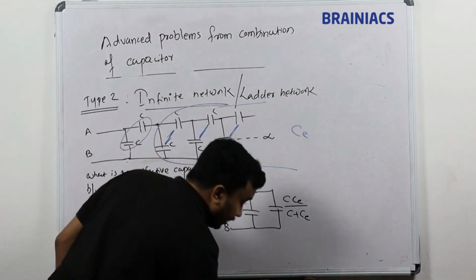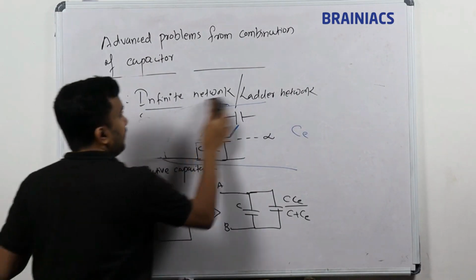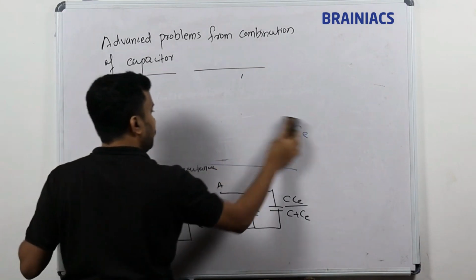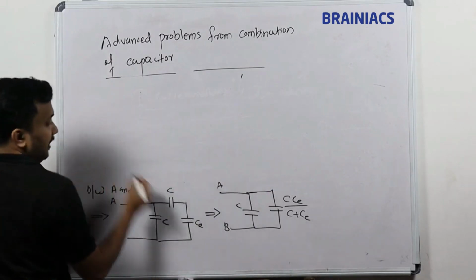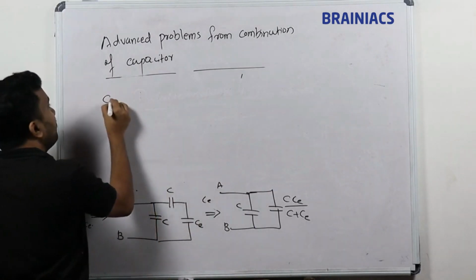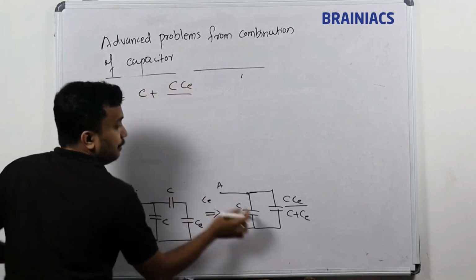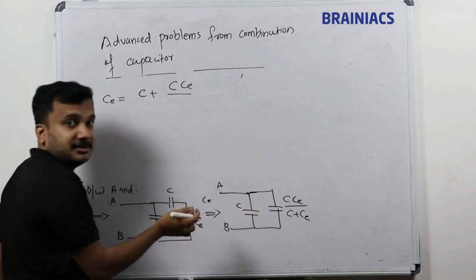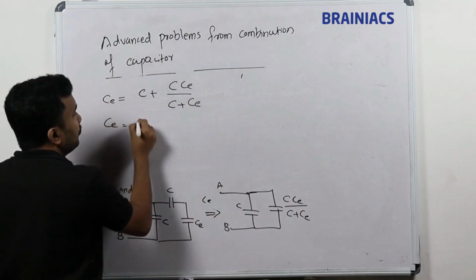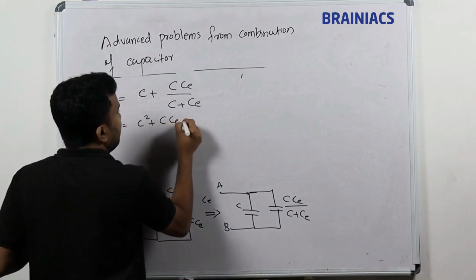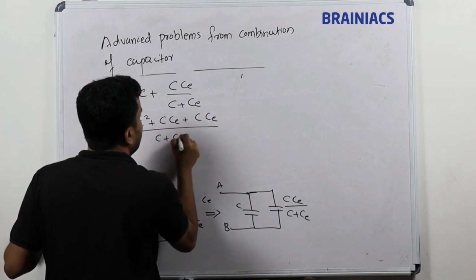Parallel connection. Okay, I want to clear these sides because I need the rest of the space. So, infinite network or ladder network. Now I am writing from here, looking from here, this is my C equivalent. So C equivalent equals C plus C into C equivalent, parallel connection, where parallel connection means C1 plus C2. That is C equivalent, C plus C equivalent. We'll simplify this: C equivalent equals C square plus C into C equivalent plus C into C equivalent, whole divided by C plus C equivalent.